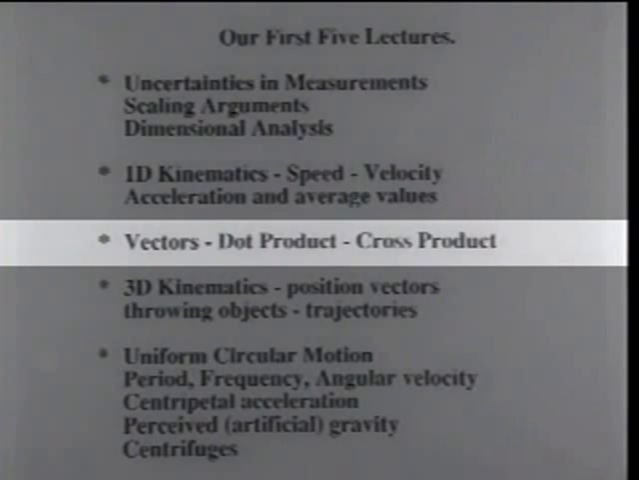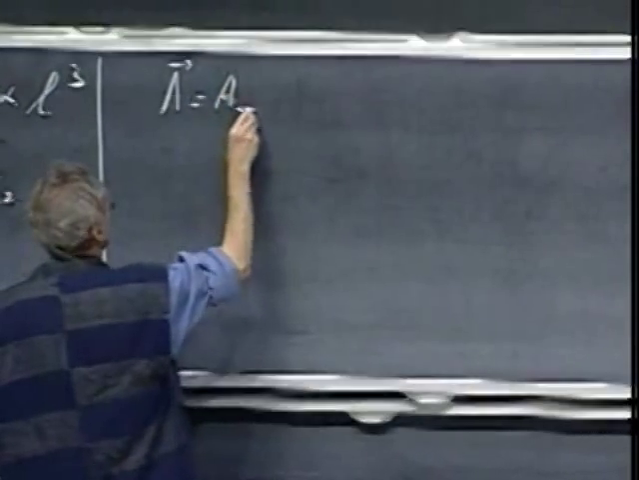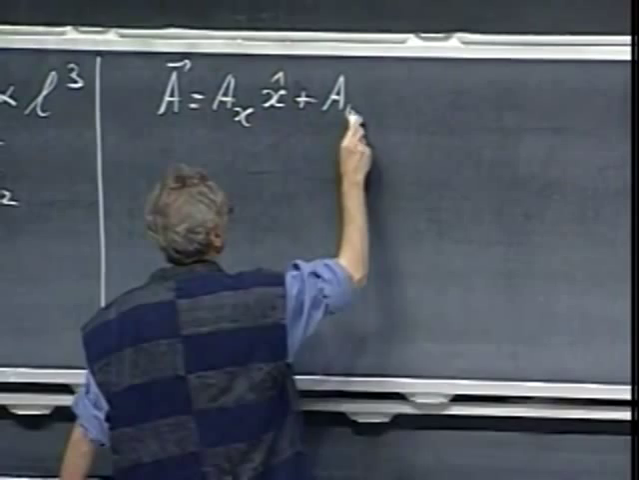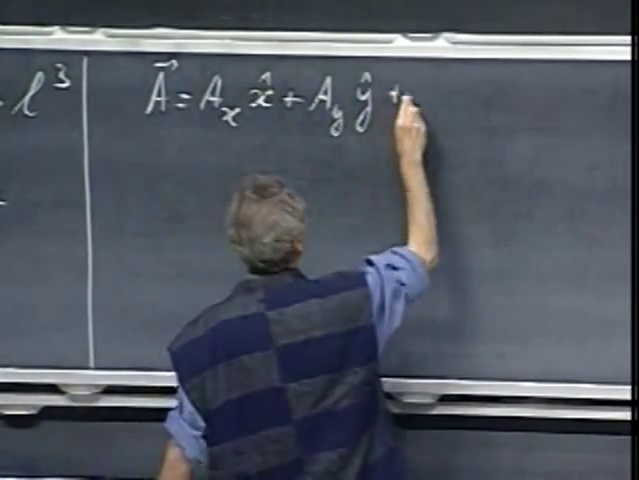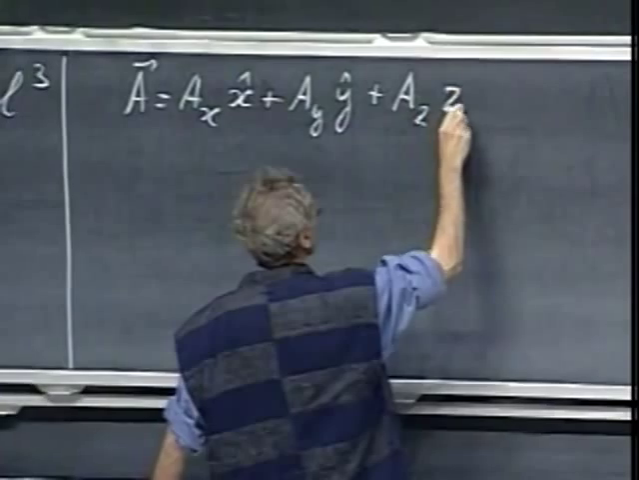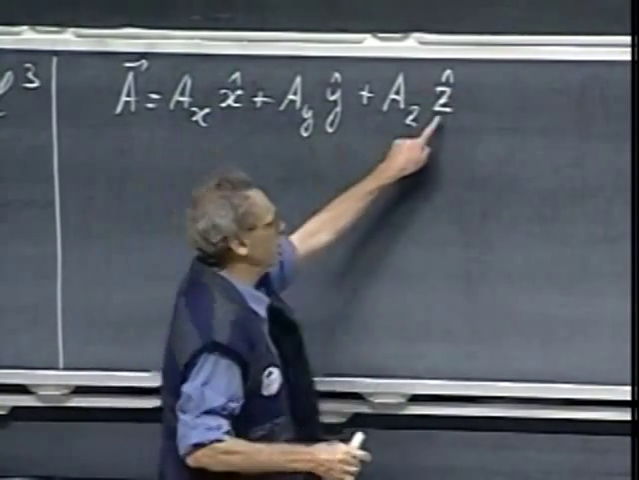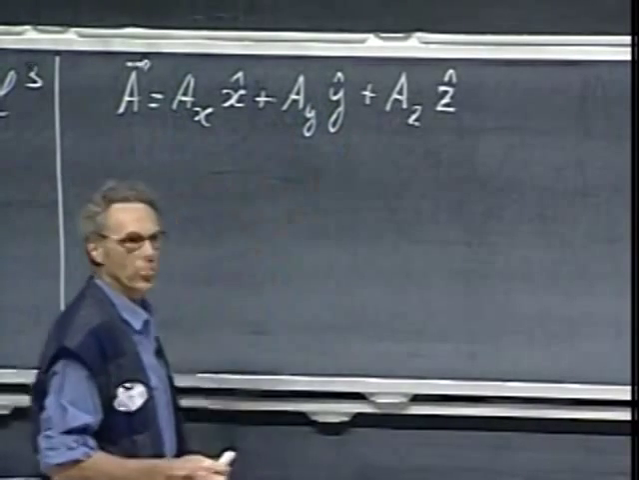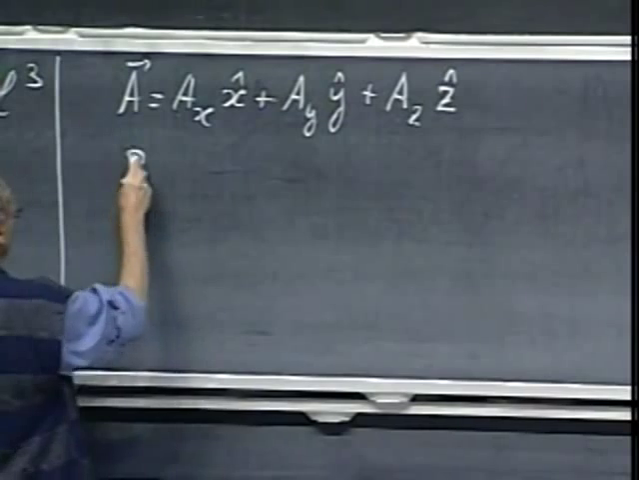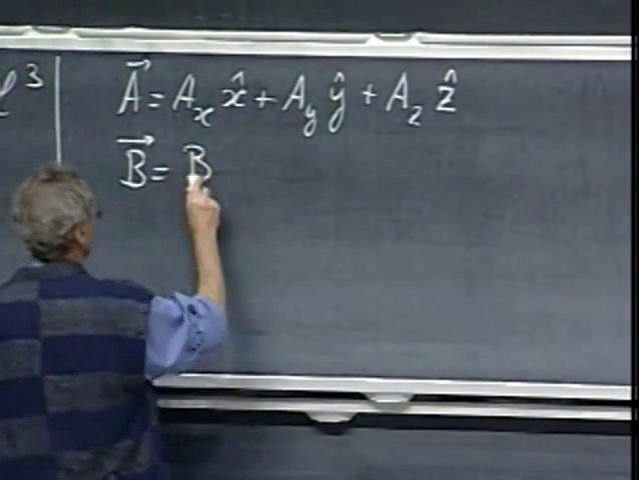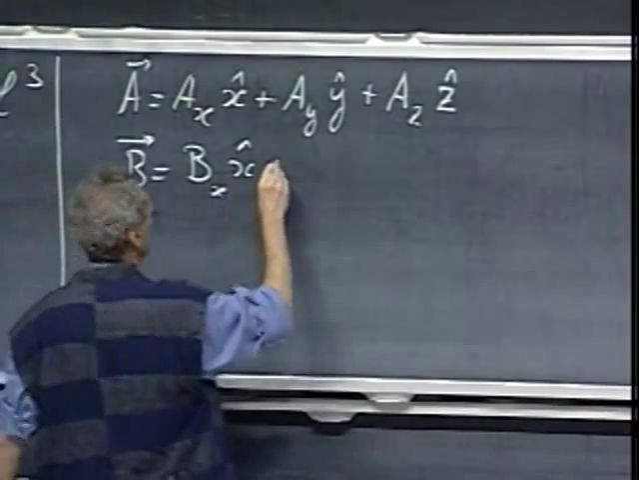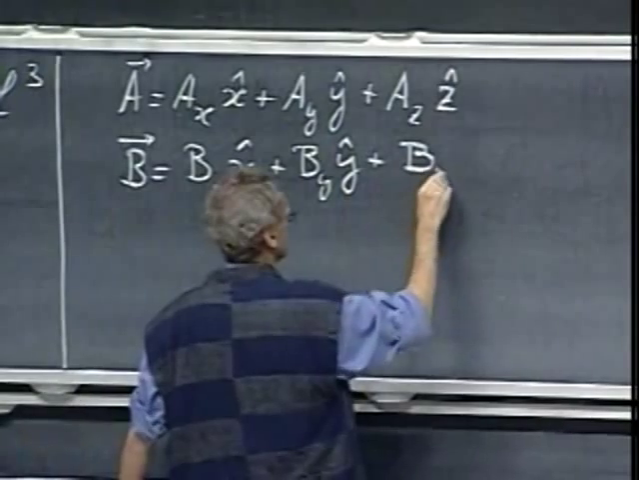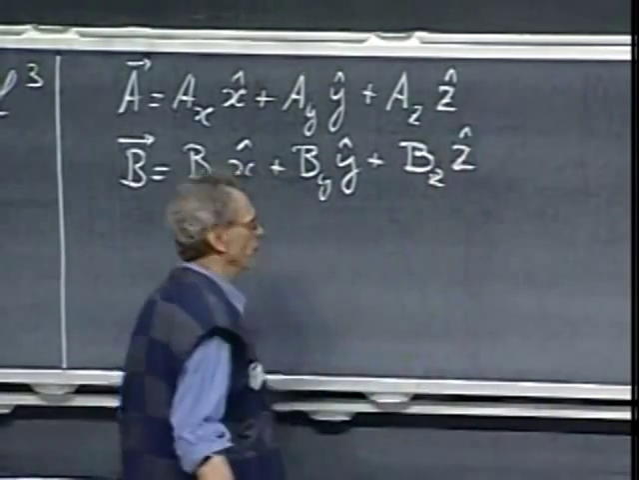I have a vector A, ax times x roof, which is the unit vector in the x direction, plus ay y roof, plus az z roof. So these are the 3 unit vectors in the x, y, and z direction, and these are the x component, y component, and the z component of the vector A. I have another vector B, b of x, x roof, b of y, y roof, b of z, z roof.